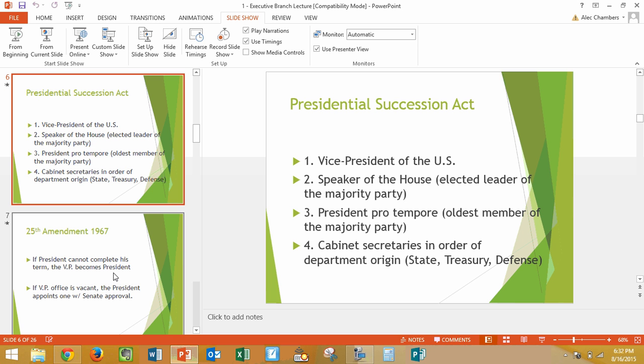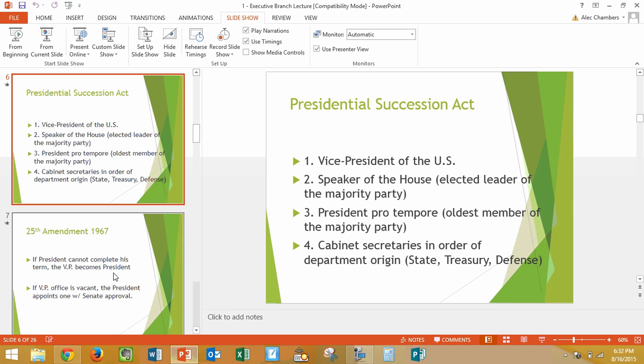So currently that's a Democrat. So if President Obama, a Democrat, were to die, first in line is Vice President Biden, who is also a Democrat. Second in line is Speaker of the House Boehner, who is a Republican. And third in line is President pro tempore, and I don't even know that person off the top of my head, but they are a Democrat.